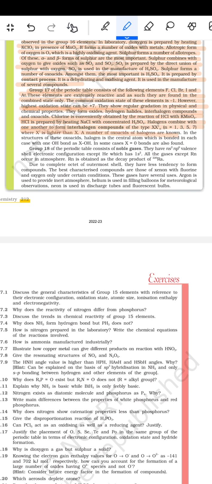A number of oxoacids of the halogens are known in the structure. In these oxoacids, the halogen is the central atom which is bonded in each case with one OH bond, XOH, and in some cases XO bonds are also found.